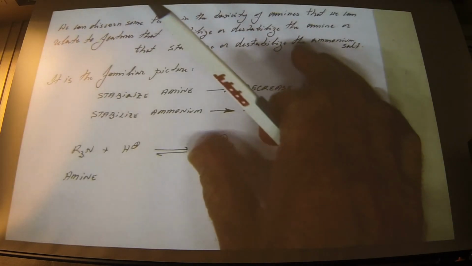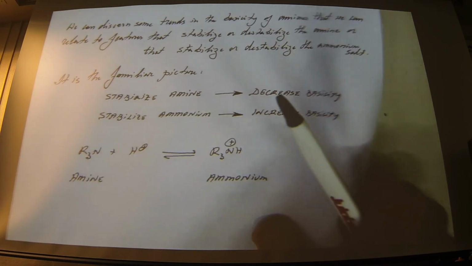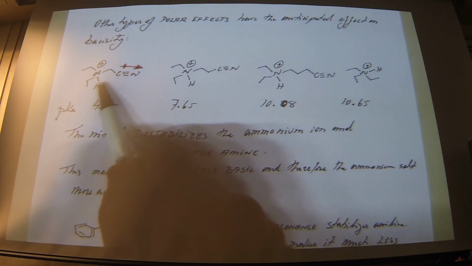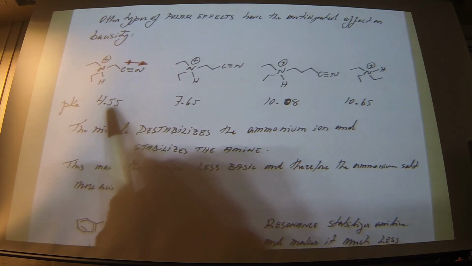Any feature that stabilizes the amine, of course, will decrease basicity. If you stabilize the ammonium, you increase it. We talked about hydrogen bonding. I don't want to go through that again. But certainly, you need to be aware of the fact that any feature that destabilizes the ammonium ion, like placing an electron withdrawing group here, is going to make that a stronger acid. And so you can see that.